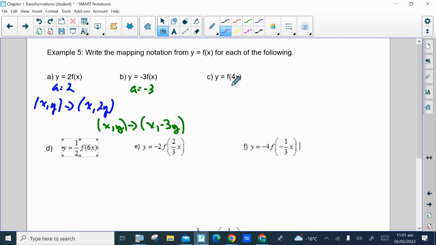For question C, we have a b value of 4. So you have to remember that's going to cause a horizontal stretch. But the stretch factor is the reciprocal of b, so it's a horizontal stretch by a quarter. All the x values will be multiplied by 1/4.